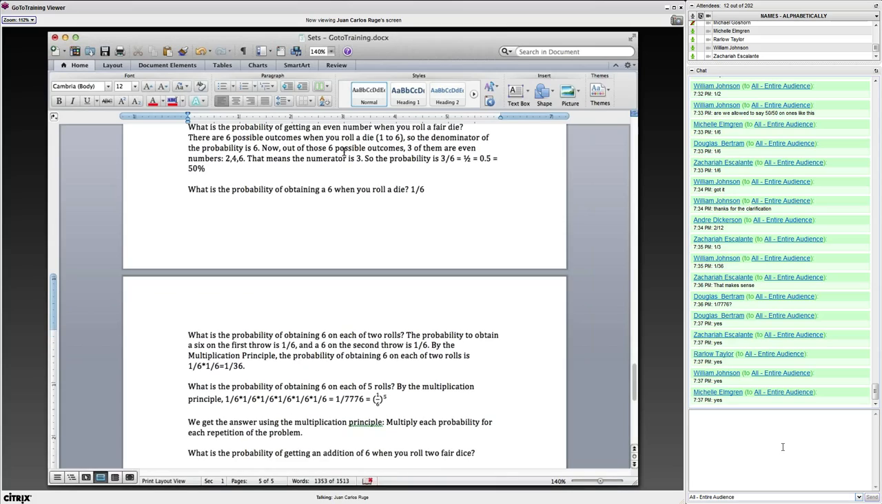Now, look at this problem because it is different. What is the probability of getting an addition of 6 when you roll two fair dice? Or when you roll a die twice? But remember, an addition of 6. No, William. No, Doug. No, William. No, Rollo.